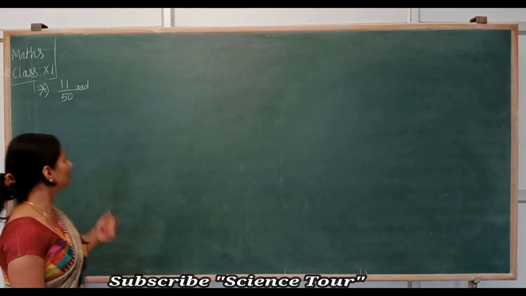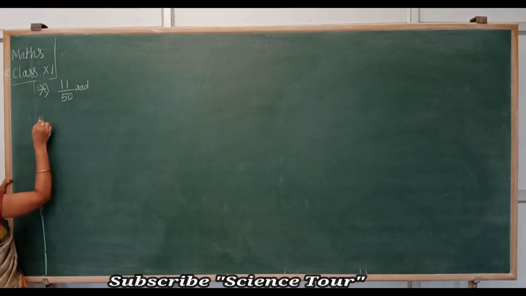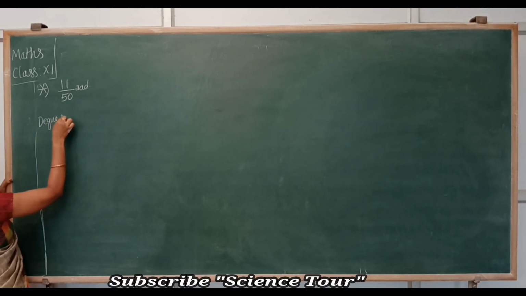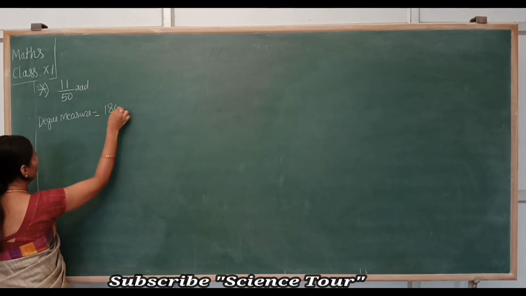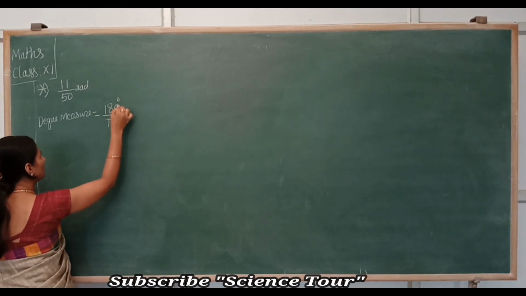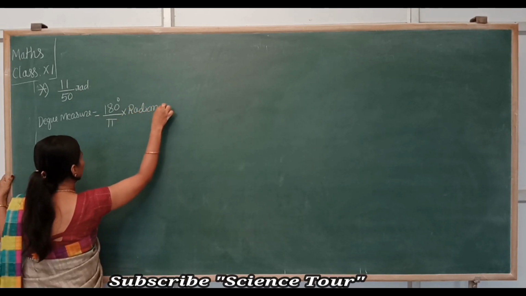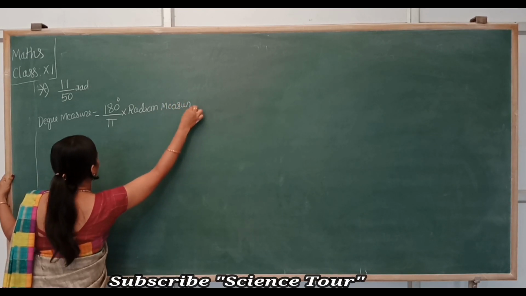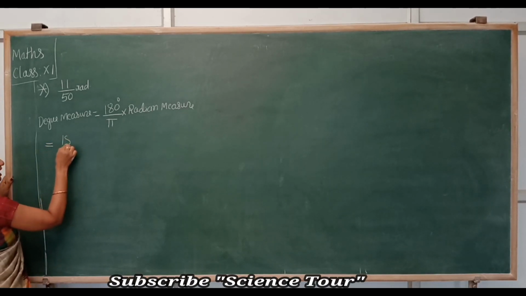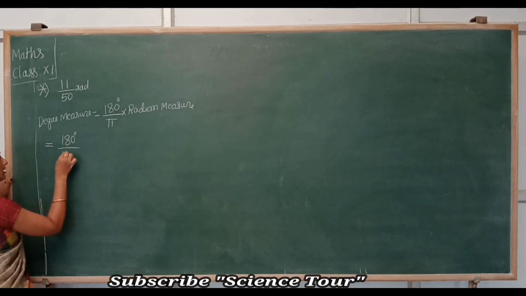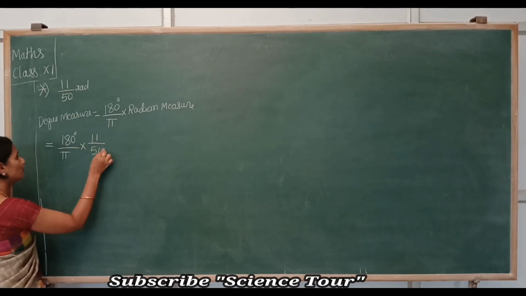Now next question, 11 by 50 radian. Convert this to degree. So your formula is degree measure is equal to 180 divided by pi into radian measure, correct no? This is your formula. Now substitution, so degree measure is equal to 180 divided by pi into the radian measure, 11 divided by 50.